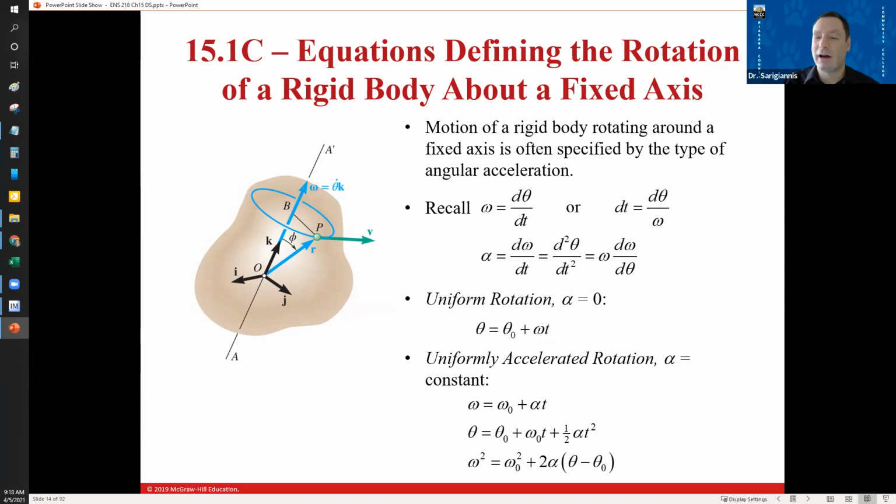So these apply for constant or uniformly accelerated rotation, where alpha is constant. So you've got omega equals omega naught plus alpha t, right? This gives you whatever omega is. You've got your theta term, the initial theta plus omega naught t plus 1/2 alpha t squared. Again, very familiar, just like the rectilinear ones for velocity and acceleration in time and position. Same thing, omega squared is omega naught squared plus 2 alpha times theta minus theta naught. So we can use those equations if we're given enough information and told that we have uniformly accelerated rotation.